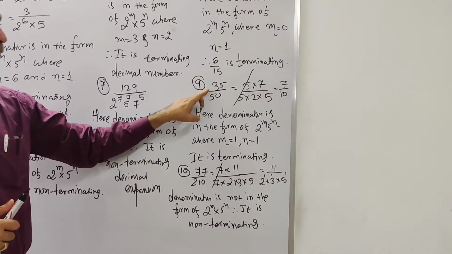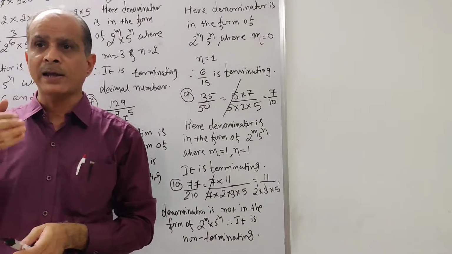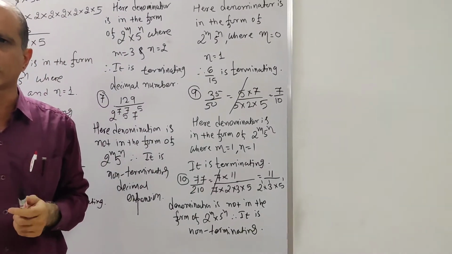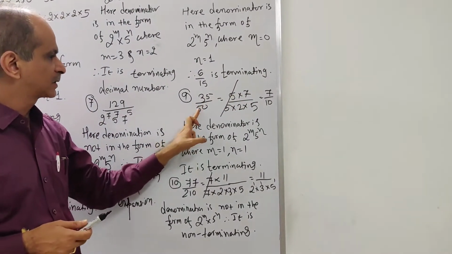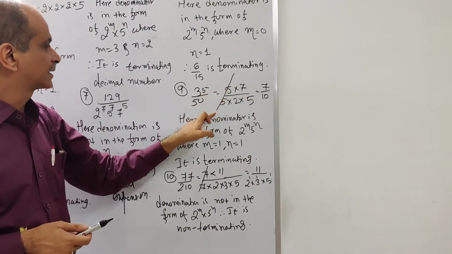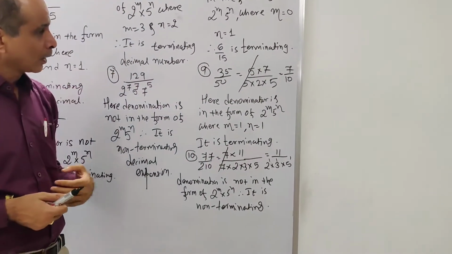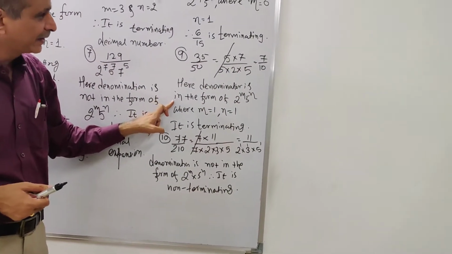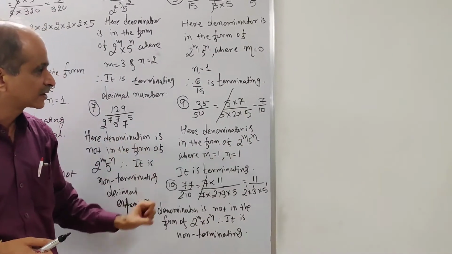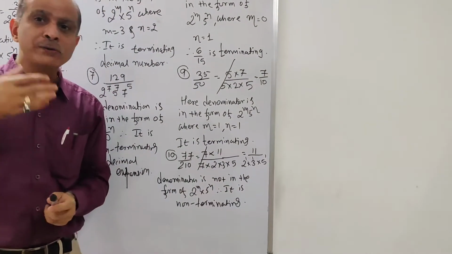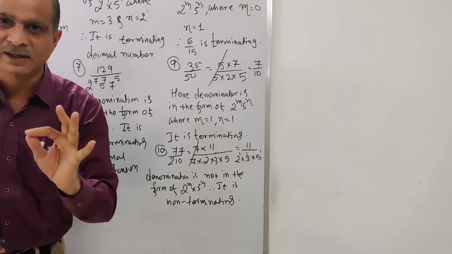Now, example number 9. 35 by 50. Again, 35 and 50 are not co-prime. There is a common number in 35 and 50. 35 you can divide into 5 times 7. 50 means 5 times 2 is 10, 10 times 5 is 50. You can cancel 5, and you get 7 upon 10. So 7 and 10 are co-prime numbers. If you observe, the denominator is in the form of 2 raised to m and 5 raised to n, where m is equal to 1 and n is equal to 1, and that's why 7 by 10, or you can say 35 by 50, is a terminating decimal expansion.